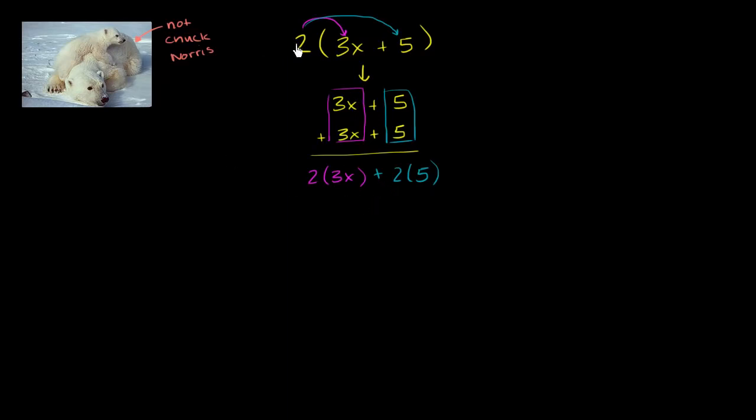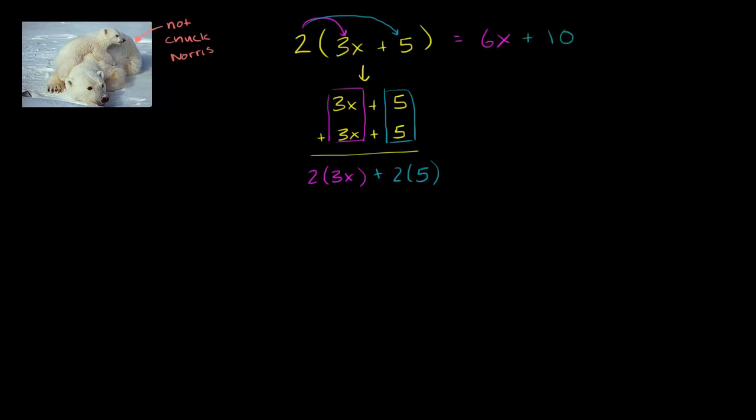So when you multiply the 2 times the 3x, you get 6x. You multiply the 2 times the 5, you get 10. So this simplified to 6x plus 10. Now let's try something that's a little bit more involved, but once again, really just things that you already know.